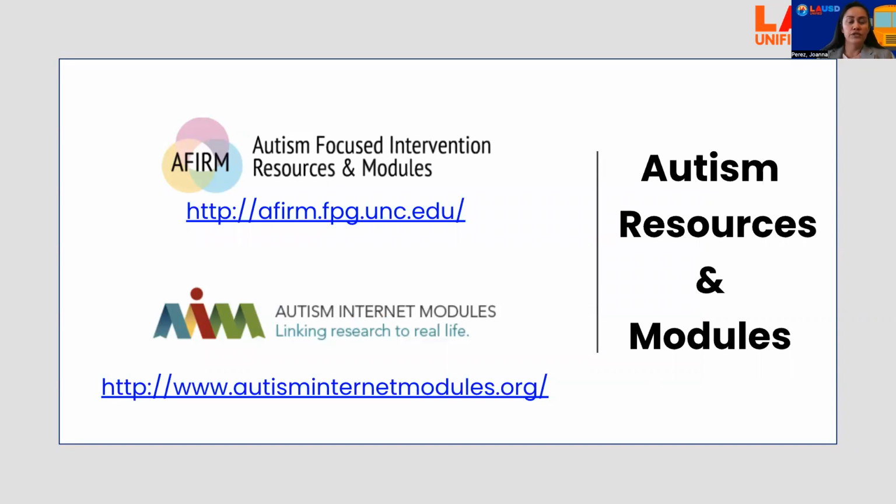Other great resources of information on EVPs and also autism are Affirm or AIM, as these two provide, again, fact sheets, and then they also have training modules which you can go through at your own pace and again, continue your learning.